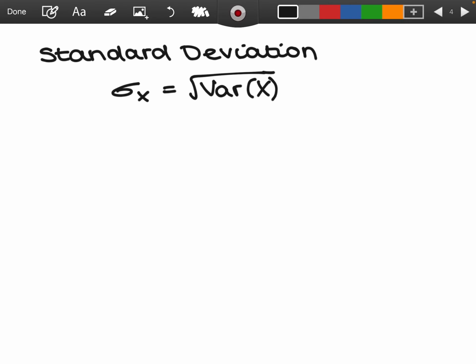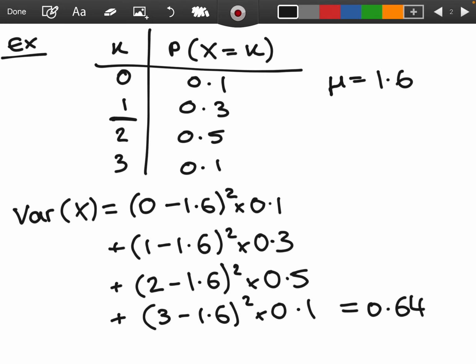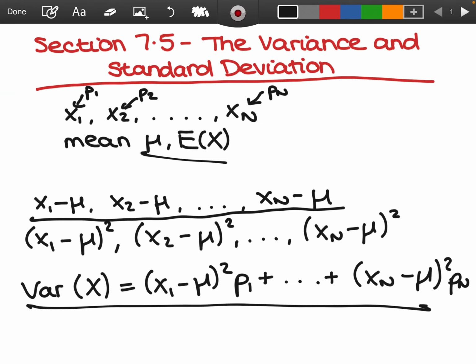What's the purpose of the standard deviation? If we go back to our formula for the variance, you will notice that we have squared each of these distances. We've taken our original data points, subtracted the mean, and then squared it. When we have done that, the data point and the mean are going to be in one particular unit.